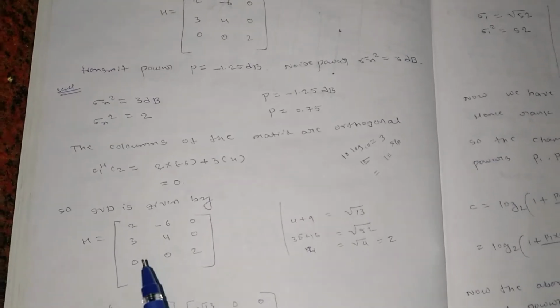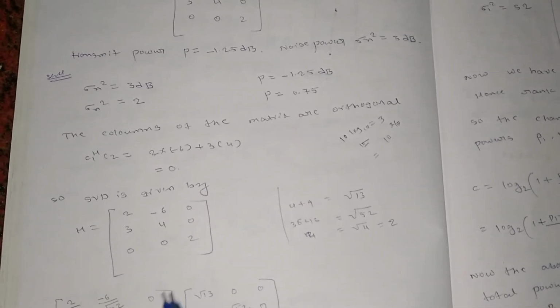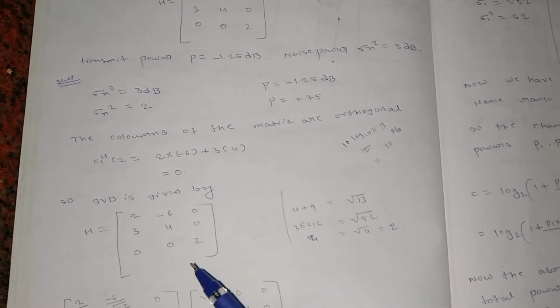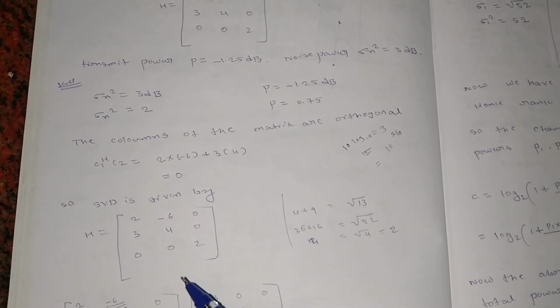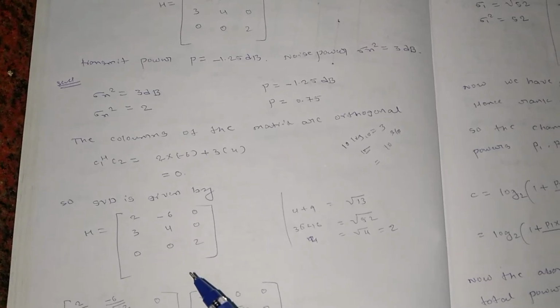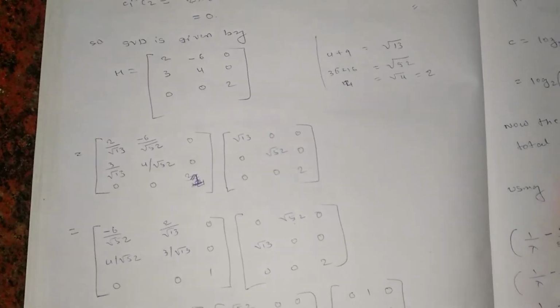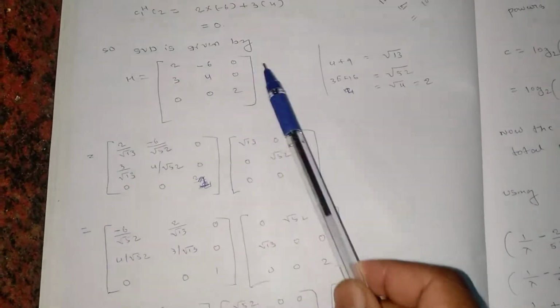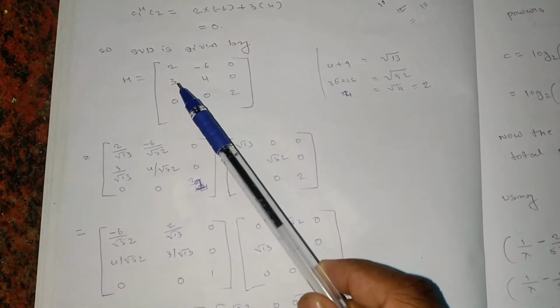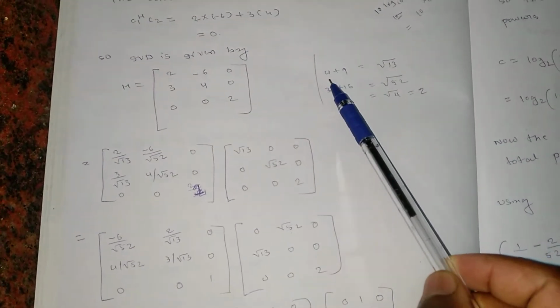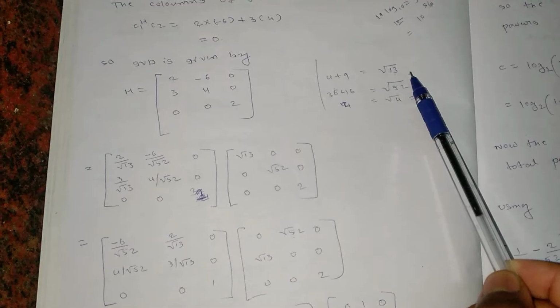And now I will try to find the singular value decomposition for the given matrix H. So I have got 2, 3, 0, minus 6, 4, 0, and 0, 0, 2. The next thing I want to do is SVD. So how are we going to do SVD? It is basically, first find the norm. So the norm is square root of 2 square plus 3 square. I have written here square root of 4 plus 9, that is 13.